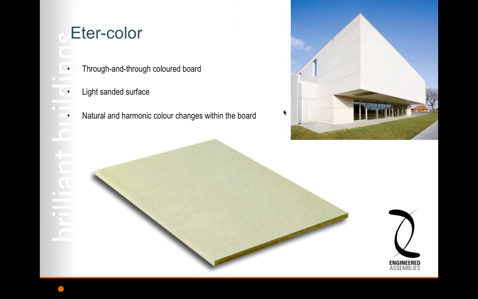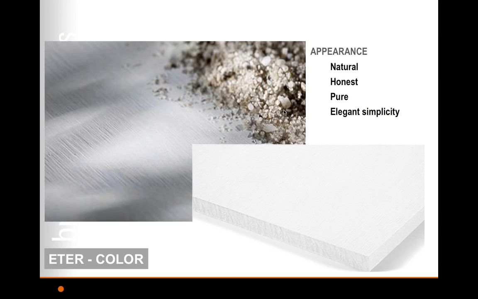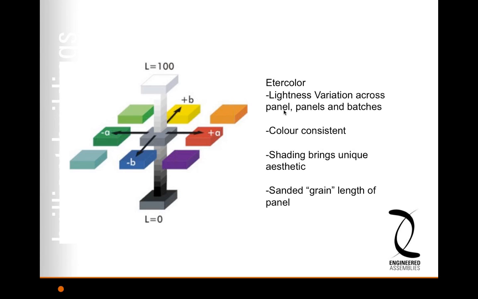So Etercolor is a through color board that is lightly sanded along the long direction of the panel, and the colors are very natural aesthetic. And that sanding, and also the fact that you're seeing the real fiber cement, means that although the color's the same across the whole panel, the lightness and darkness varies across the panel. So you end up with a really interesting look, because each panel has a slightly different aesthetic.